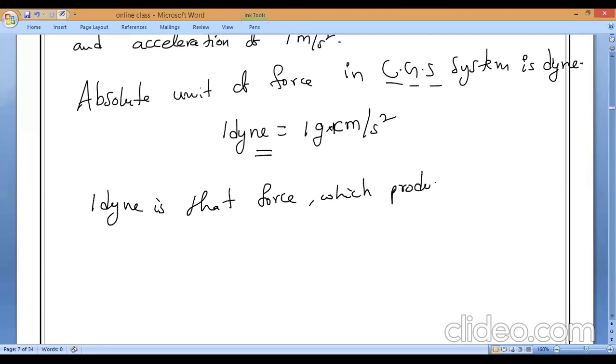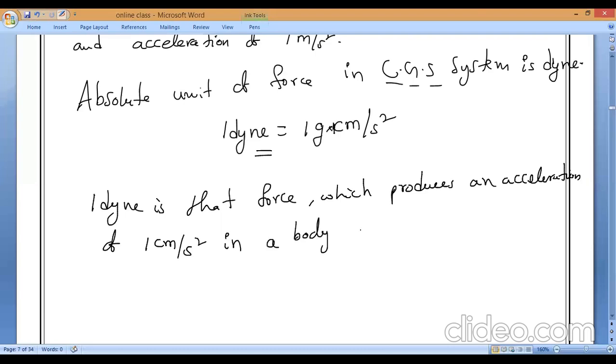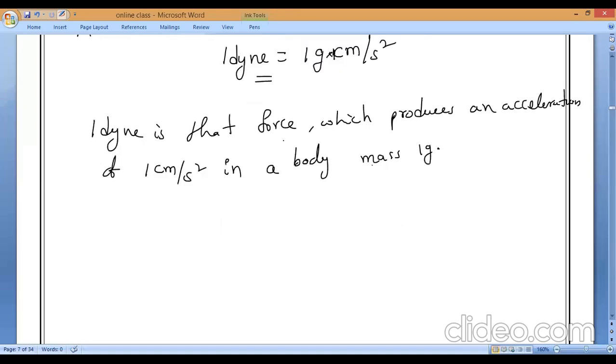Which produces 1 centimeter per second square acceleration in how much mass? In a body of mass 1 gram. A force that produces an acceleration of 1 centimeter per second square in a body of mass 1 gram is called 1 dyne. Please all of you write. So 1 dyne is the force which, if applied on 1 gram of mass, produces 1 centimeter per second square, and it is known as 1 dyne.